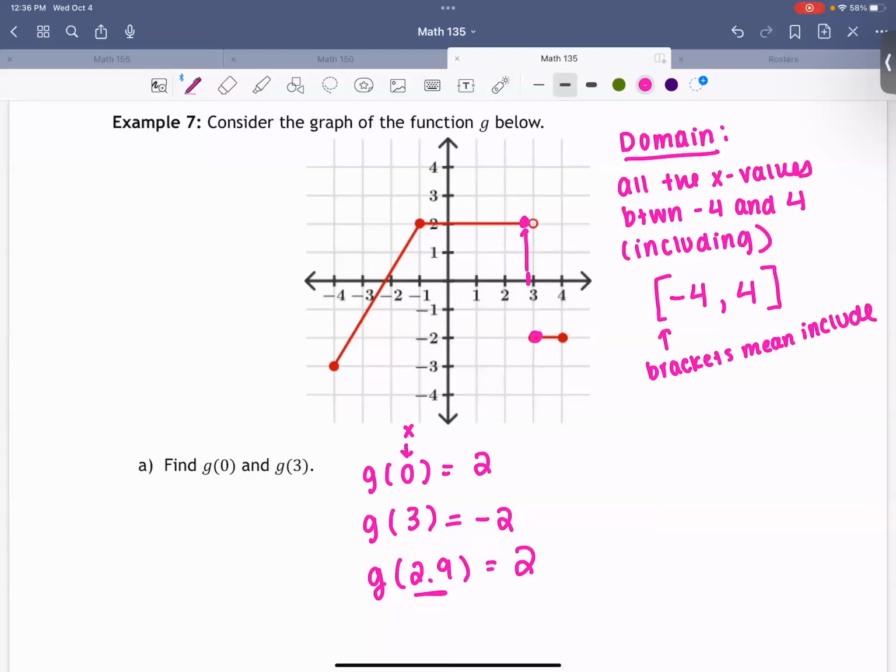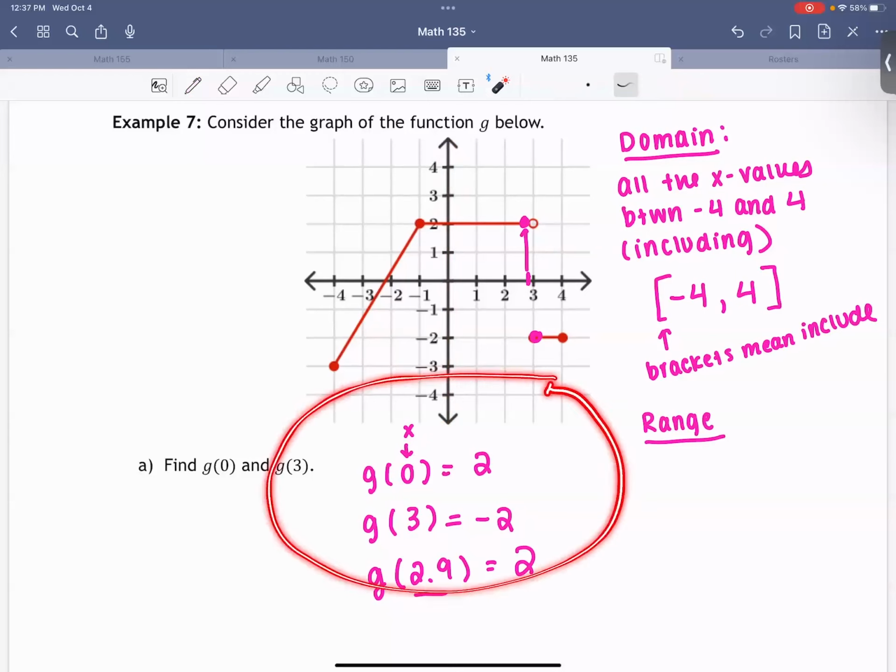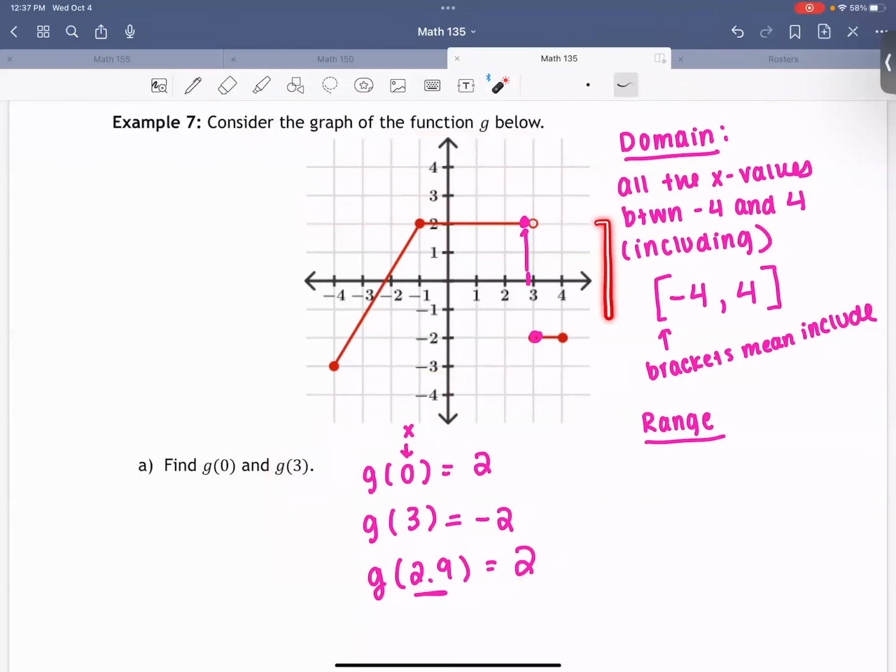Okay. Let's do the range. Now the range is all the y values that work for the function. So as you look at the graph up and down, you're going to think about where does the graph not exist up and down. Down here, the graph definitely doesn't exist. Up here, the graph definitely doesn't exist. So I'm definitely looking at the y values kind of like here, right? And those y values are -3 to +2. Does everyone agree with that?